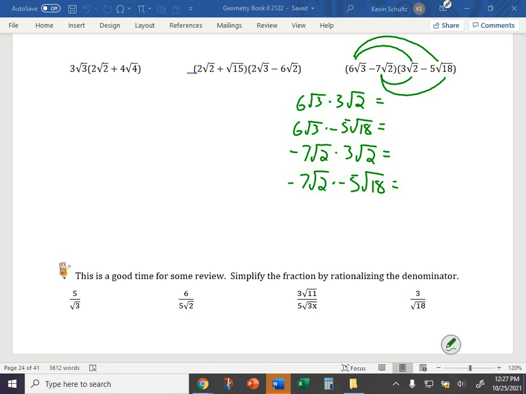What would you do for the first one here? 3 root 3 times 2 root 2 plus 4 root 4. What would your method be here? Just distribute. Yep. 3 root 3 multiplied by 2 root 2 and multiplied by 4 root 4. Questions on multiplying roots?